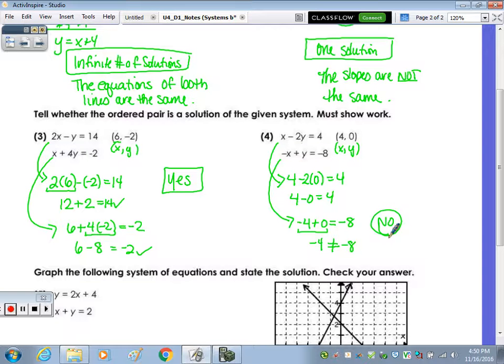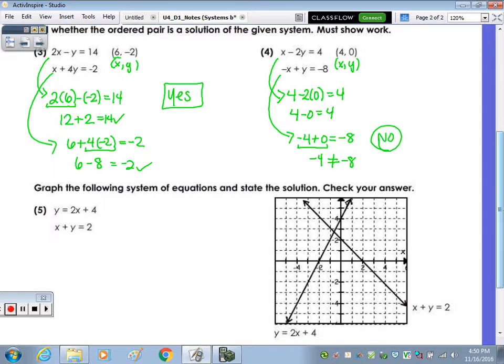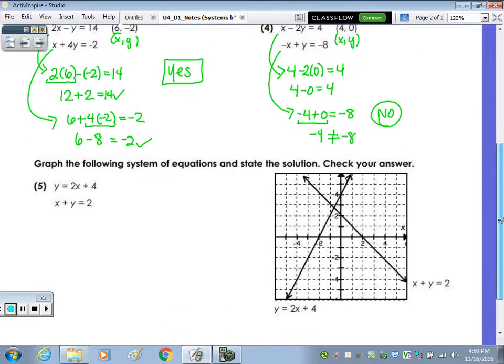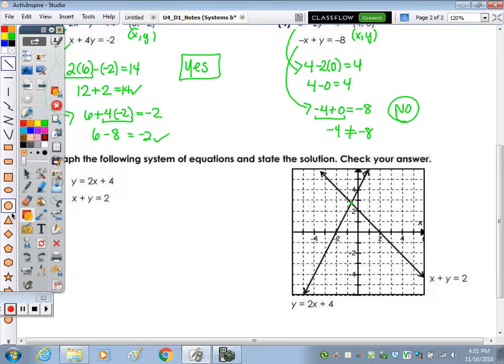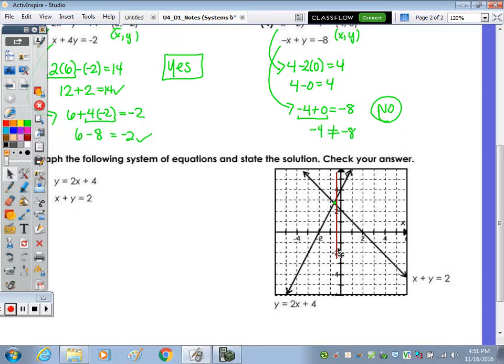And last, graph the following systems of equations and state the solutions. Well, this is already graphed, okay? So we just need to state the solutions. And the solution is right here. Okay, that's not in the corner of one of the boxes on this grid. So we're going to have to estimate. So if you get out your ruler and draw a line straight down through that point. So I'm going to use the line tool. And my board is not calibrated, so I will slide that over.